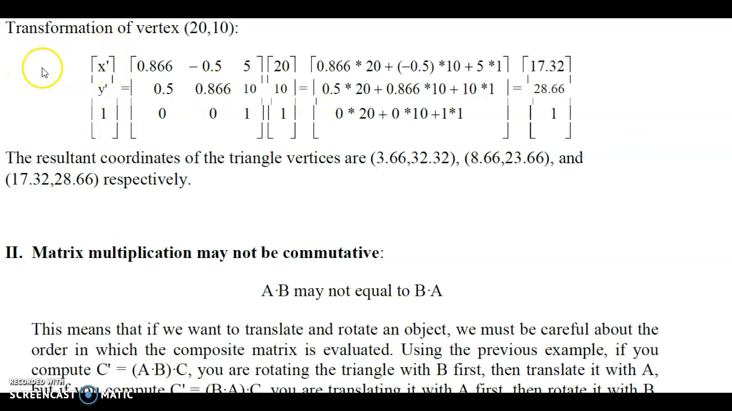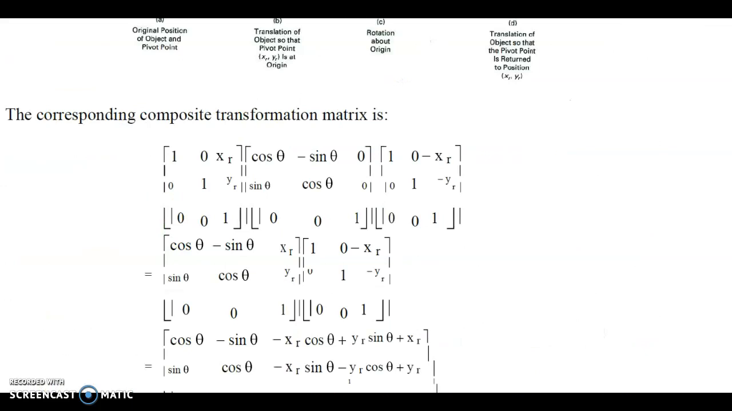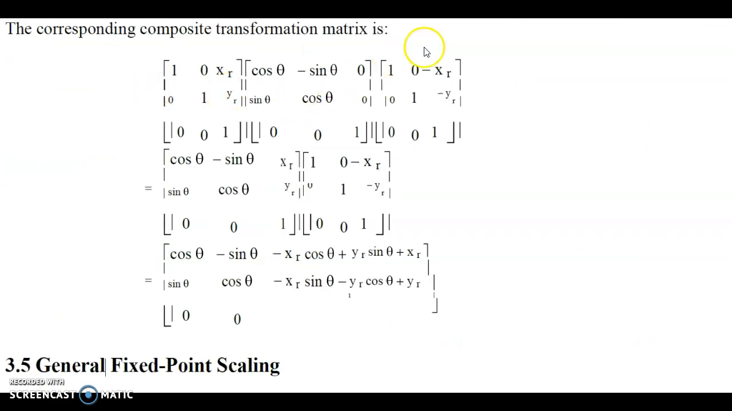When we use a row matrix, where x dash y dash 1 is written as a row, then the order reverses. What we do first will come on the left hand side, and what we do last will come on the right hand side.